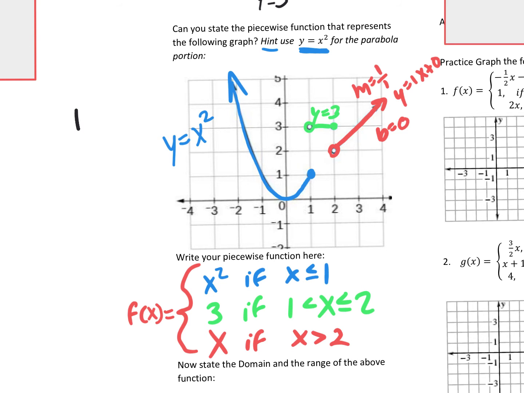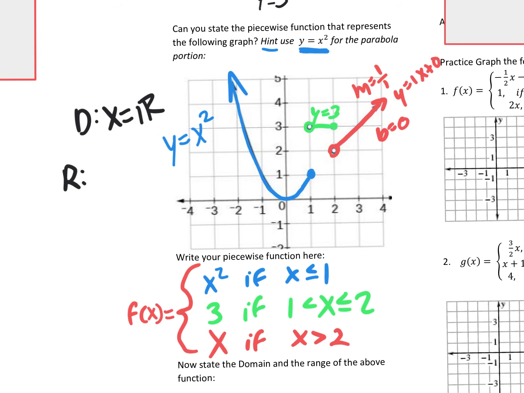The domain. Does this piecewise function go to the left forever? Yes, it does. Even though it curves up, we know that it still exists at -4, just way up there off the graph. It exists at -10, just way up there off the graph. So it does go to the left forever, and it does go to the right forever because of the red line with the arrow going that way forever. X equals all real numbers. That's exactly right. X equals all real numbers for the domain.